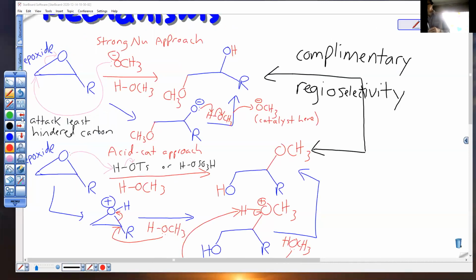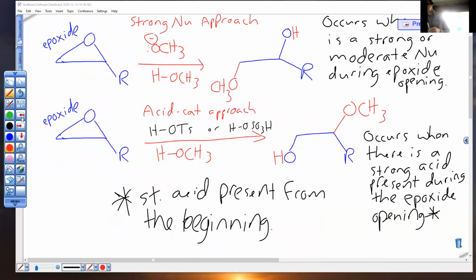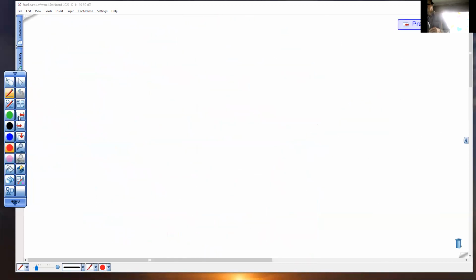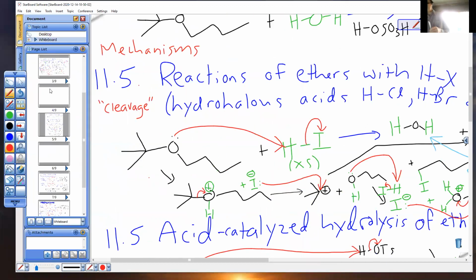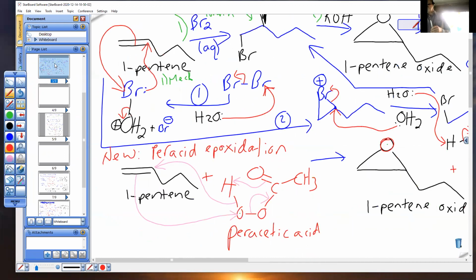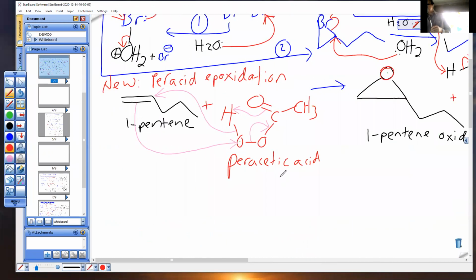way back. There, where was it? Blank page. I'll get rid of the blanks before I post. Apparently, we did this longer ago than I thought. Was it way back there? Yes. Peracetic acid.